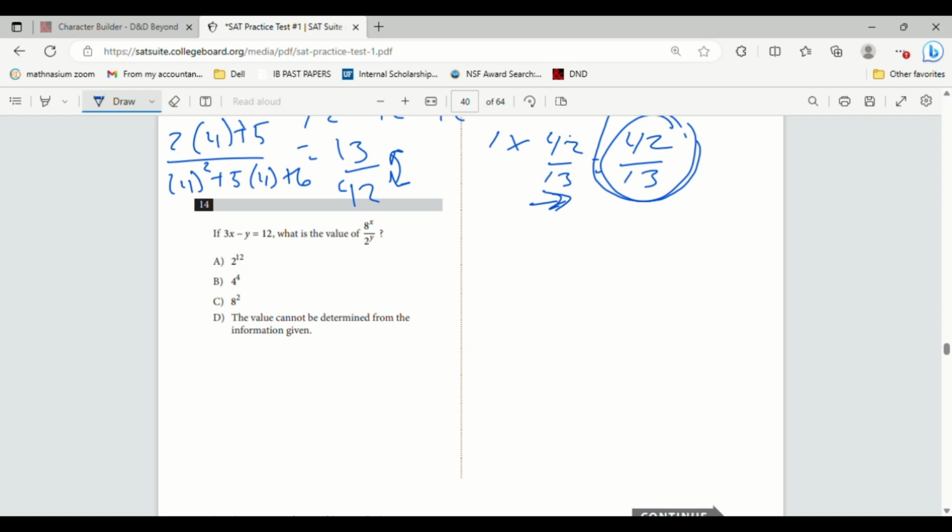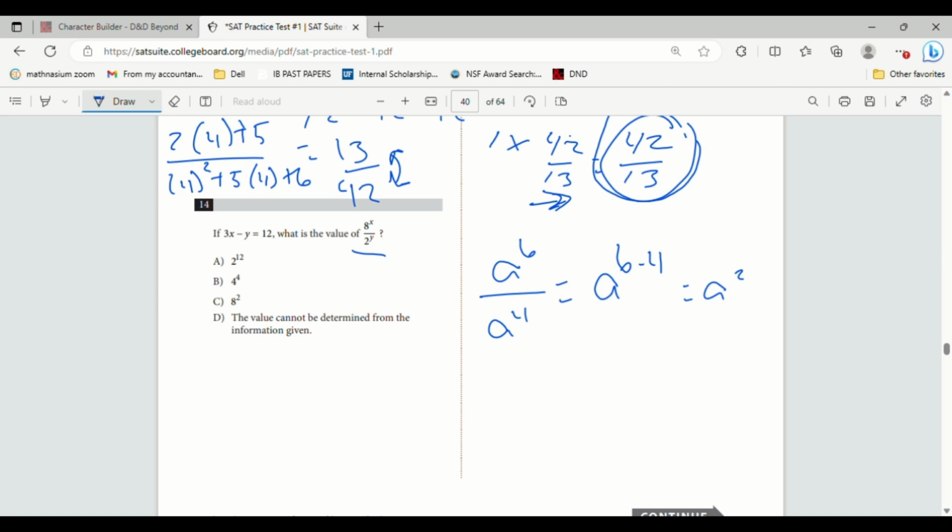Okay, number 14. If 3x minus y equals 12, what is the value of 8 to the x divided by 2 to the y? So let's quickly refresh our exponential rules. If we have, for example, a to the 6th power divided by a to the 4th power, we're going to keep our base but subtract our exponents to give us a squared. And the same thing applies with this, but you have to have the same base.